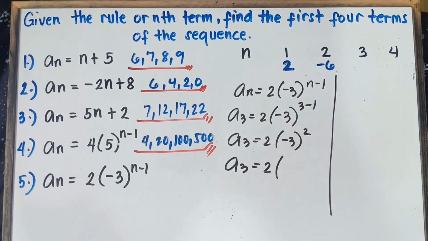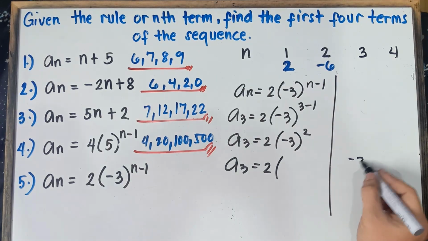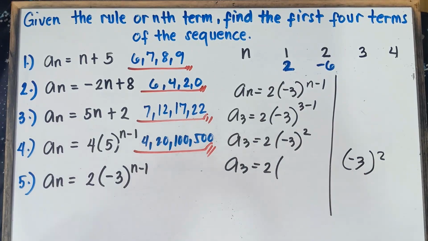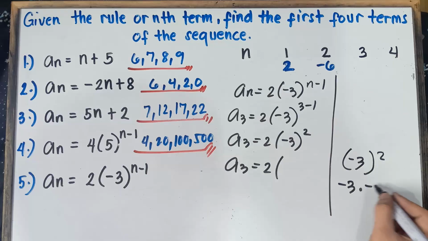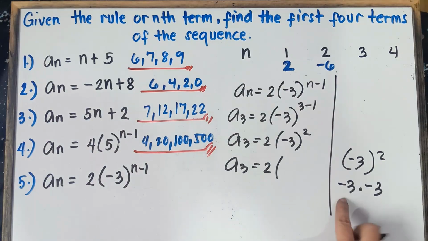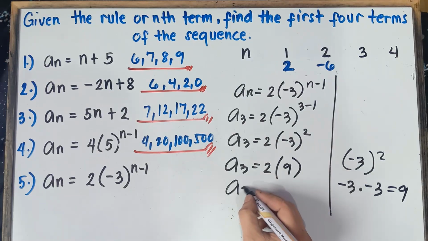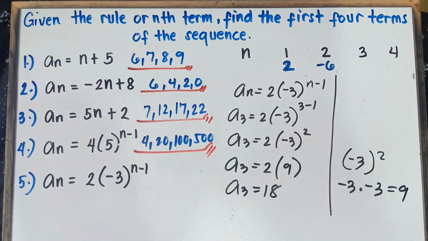And then simplify this one: negative 3 raised to the power of 2. It doesn't mean negative 3 times 2. It means negative 3 times negative 3. You multiply negative 3 by itself twice. Negative 3 times negative 3 would be positive 9. So this will be 2 times 9, and 2 times 9 is equal to 18. So a sub 3 is 18.